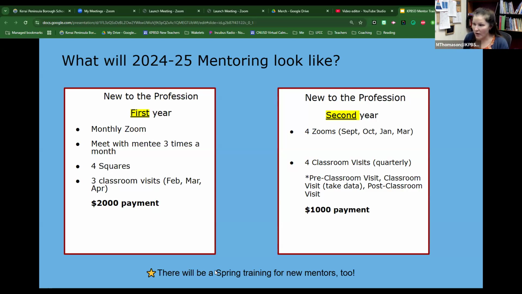So now that you have an idea of what next year might look like, I have a survey to let me know what your interest is. There is a button in there that if you're retiring next year, you can just let me know, which helps me plan for next year. There's the survey. If you just take a couple minutes to answer the survey and let me know your interest in working with your new to profession teacher in their second year.